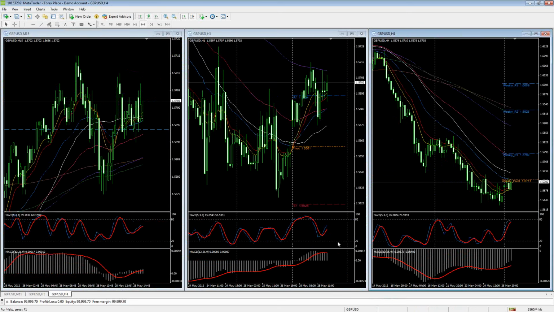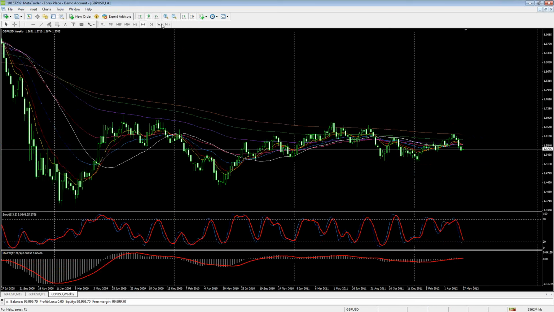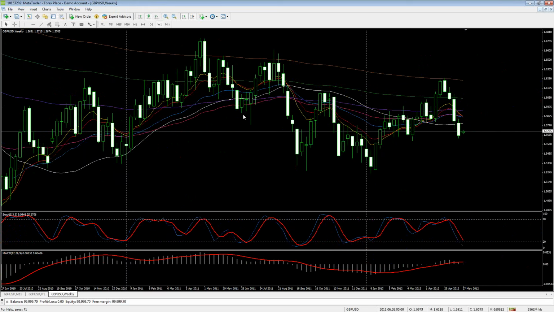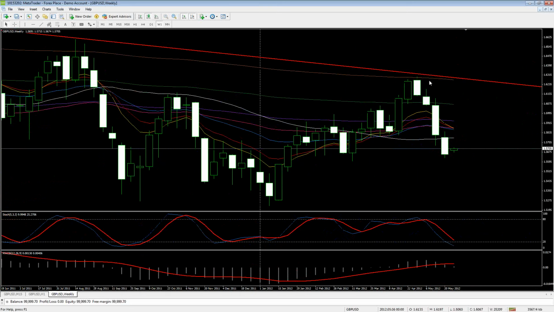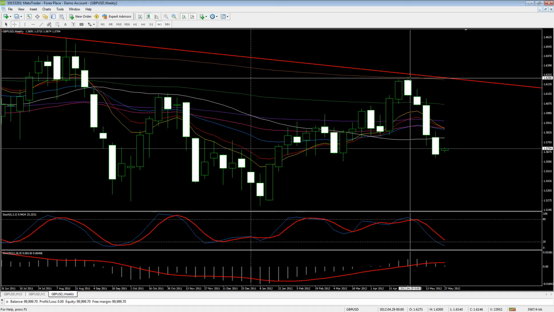sometimes. I think I mentioned last week that on the pound dollar, when I saw the price going up all the way and crossing all these moving averages, the 200 moving average is known to be a very strong moving average. And you see here that the price didn't even reach the trend line. It stopped right at this moving average, the 200 moving average, and from there it dropped 650 pips.